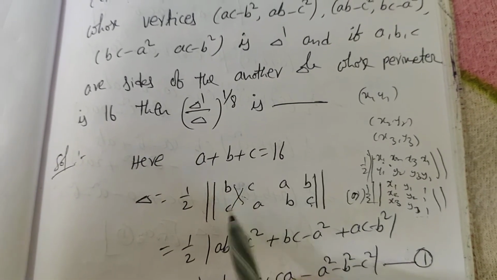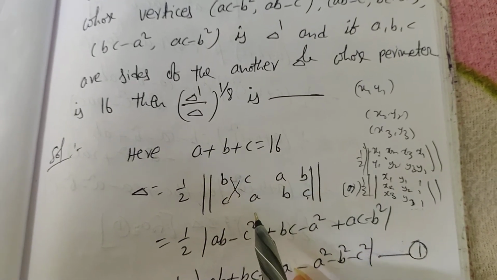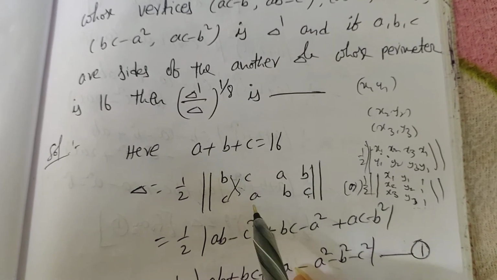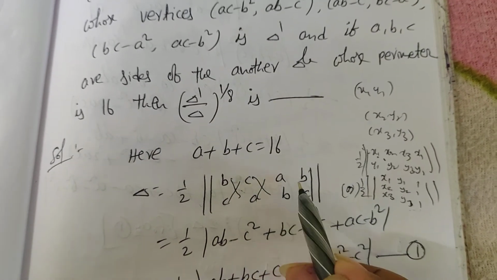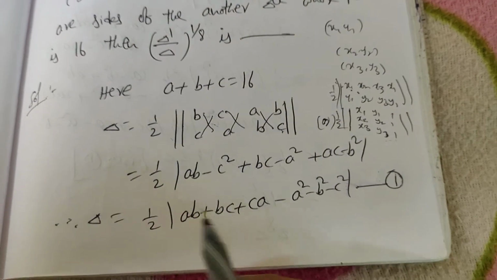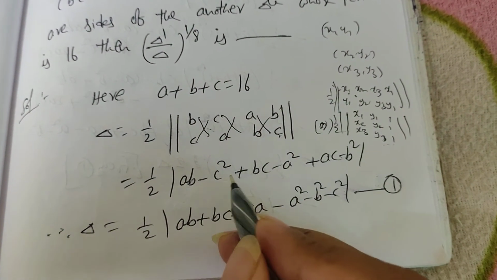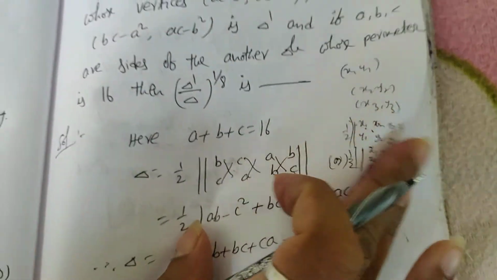So b into ab minus c square plus, in between you should write plus, cb, that means bc also you can write, cb minus a square. Next cross multiplication, ac minus b square. So we can write comfortably half into ab plus bc plus ca minus a square minus b square minus c square.